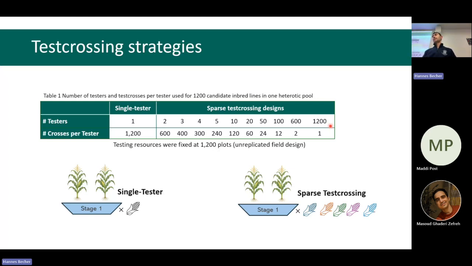And that scenario reflects the structure of the incomplete factorial designs that I mentioned before, that we are also interested to check. So you can see here, if we have 2 testers, then we split the candidates in 2, and so on for each of the strategies.